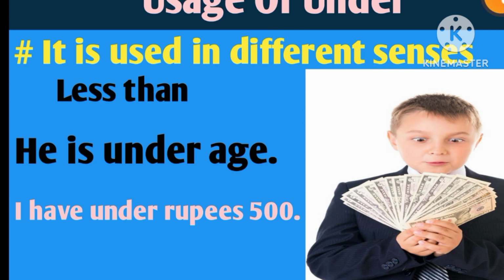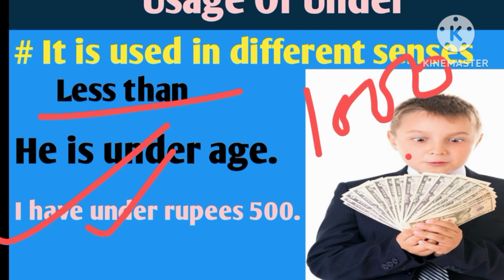If you also can watch another sentence. Here you can see I have under 500 rupees. It also conveys the meaning less than. Suppose for any kind of activity, or if you want to buy something and that thing costs 1000 and you have only 500 in your pocket. So you have 500 less than the desired amount.